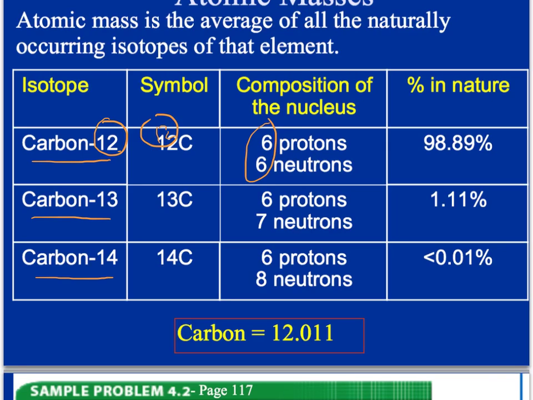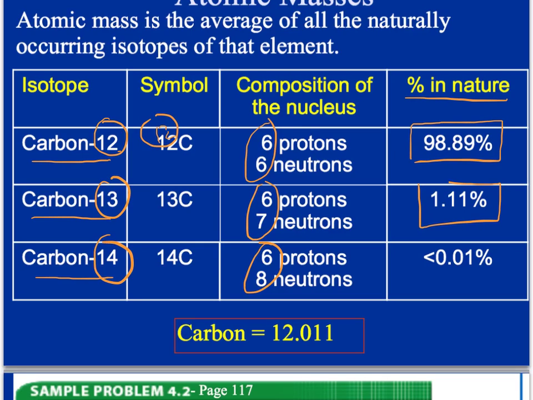So 6 plus 6 is 12, 6 plus 7 is 13, and 6 plus 8 is 14. So then if we look at how often each of these isotopes of carbon occur in nature, this percent in nature, we find that carbon-12 occurs almost 99% of the time. Carbon-13 only appears about 1% of the time, and carbon-14 only appears about 1/100th% of the time.